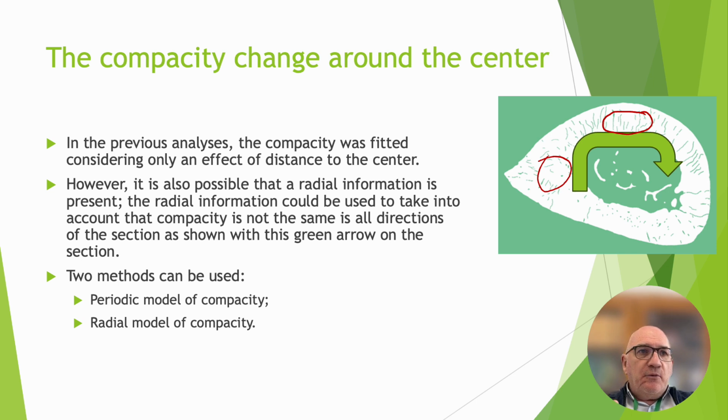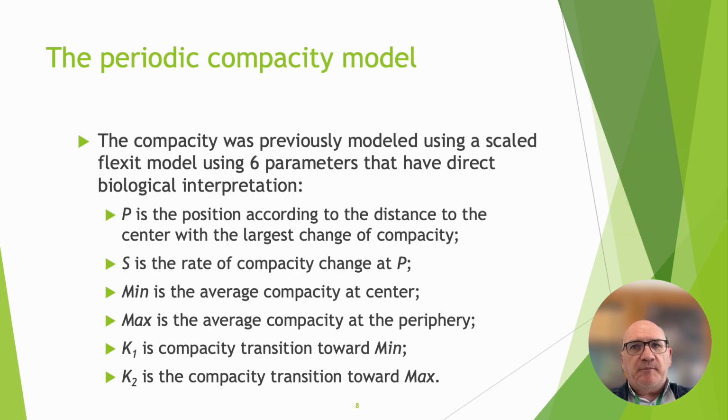To do this, we can use two methods: a periodic model of compacity or a radial model of compacity. Let's see first the periodic model of compacity. The compacity that we have fitted previously using a scaled fixed model used 6 parameters that have direct biological interpretation.